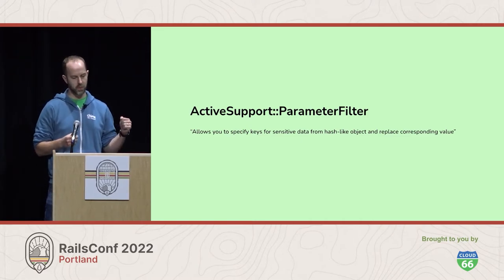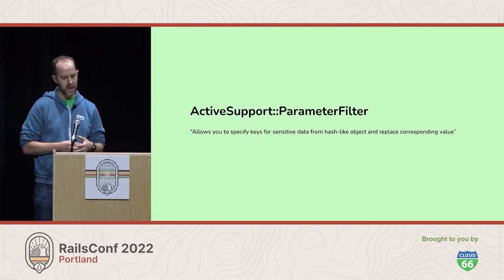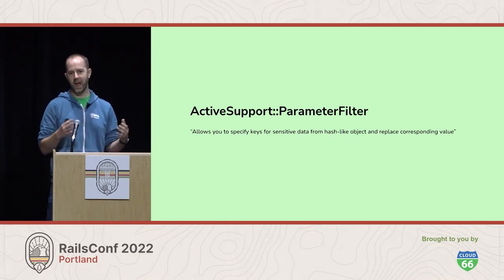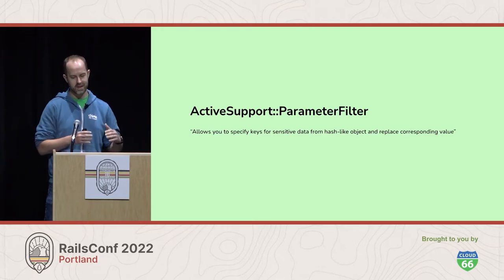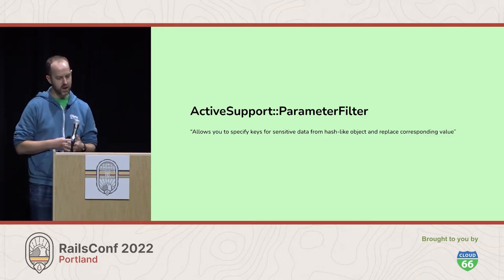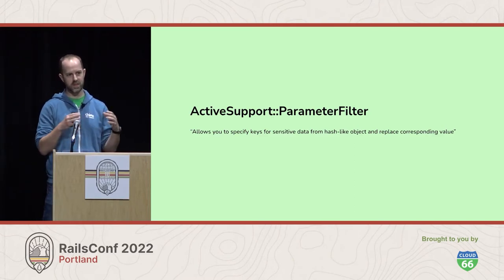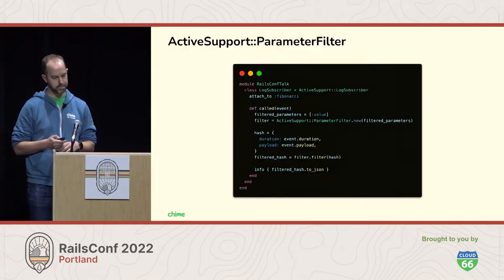So the last library I'll bring up with regard to this is Active Support Parameter Filter. It allows you to replace sensitive data from hash-like objects, so that way you don't have to worry about that leaking anywhere that you don't want it to go. You may have noticed it. It also is doing some hard work for request logging as well. Anytime that you've seen the filtered message, that is the default filtered message, which is configurable.